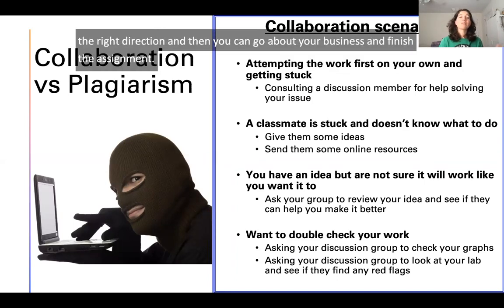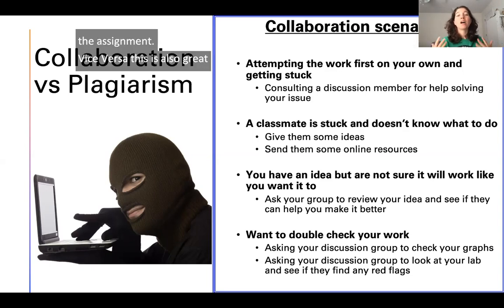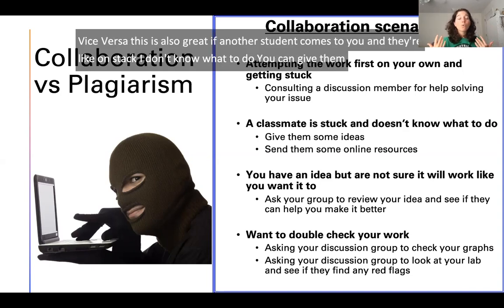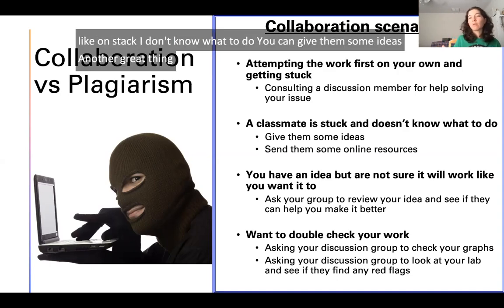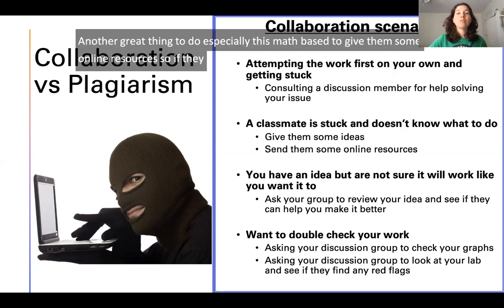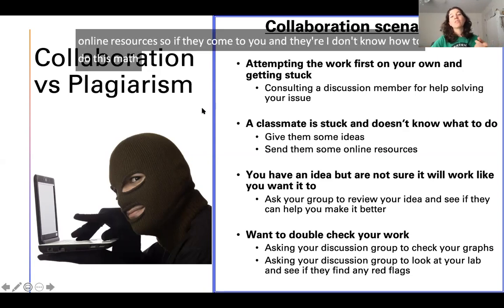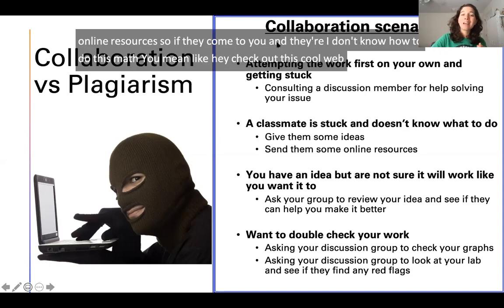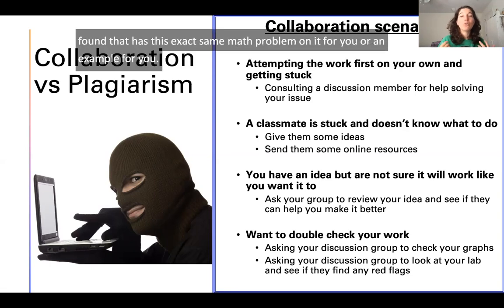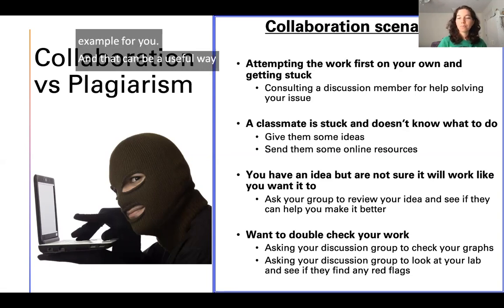And vice versa, this is also great. If another student comes to you and they're like, I'm stuck, I don't know what to do, you can give them some ideas. Another great thing to do, especially if it's math-based, is to give them some online resources. So if they come to you and they're like, I don't know how to do this math, you can be like, oh, hey, check out this cool webpage that I found that has this exact same math problem on it for you, or an example for you. And that can be a useful way to collaborate with each other.